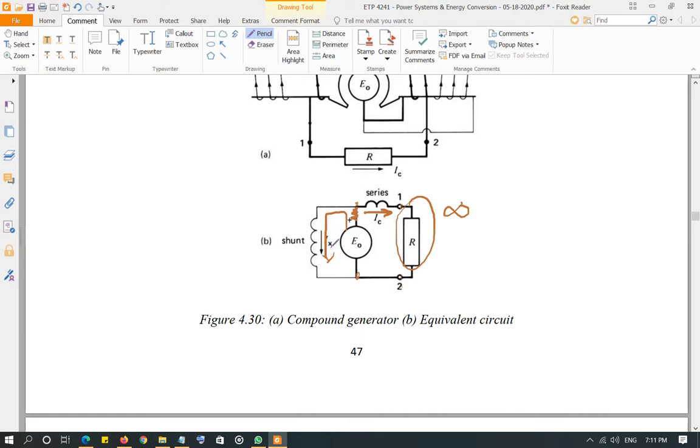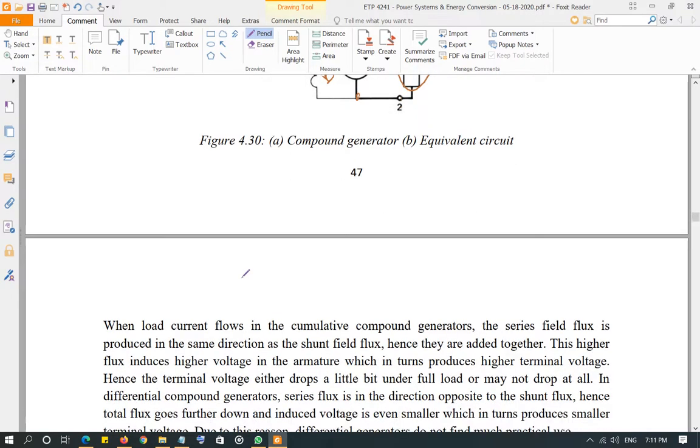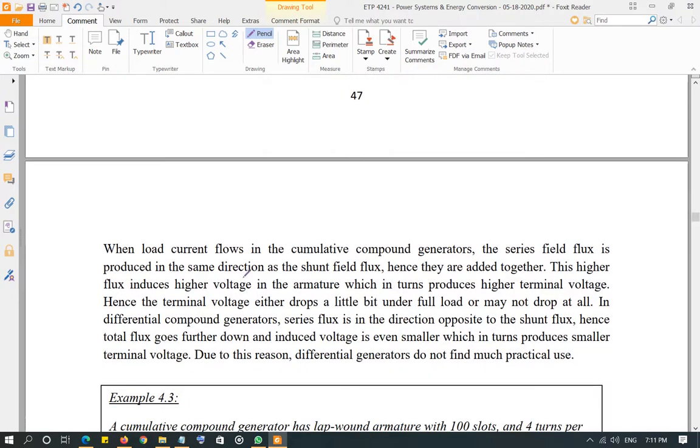In fact, it is possible that it may even remain the same. But let's assume if it is going down, the sum of these two fluxes is still more than what it was in the shunt generator under the load. So since your flux is higher, your induced voltage is going to be higher, and your terminal voltage is not going to go down as much as it was going down in the shunt generator. So that's one of the advantages of using compound generator.